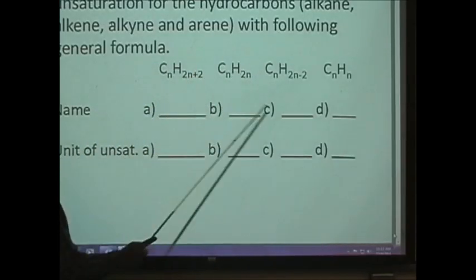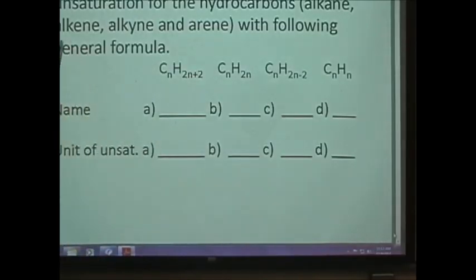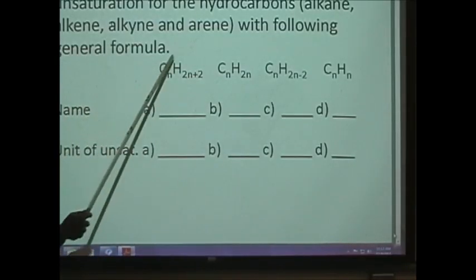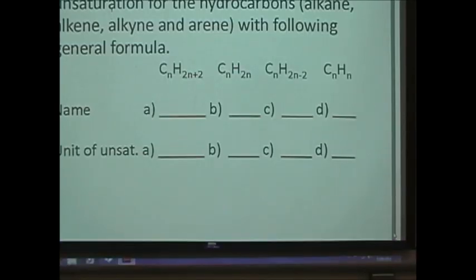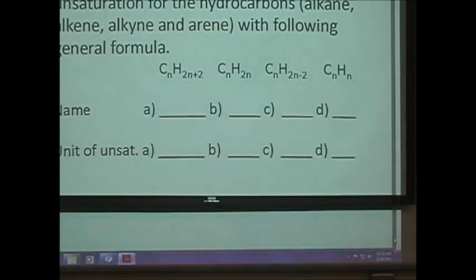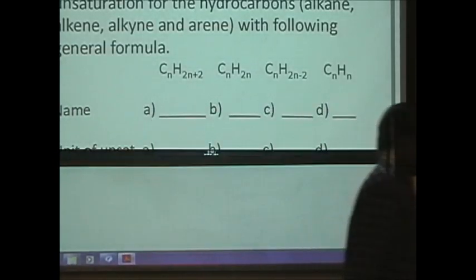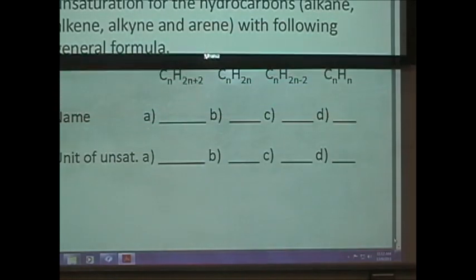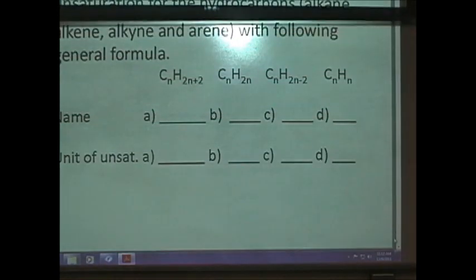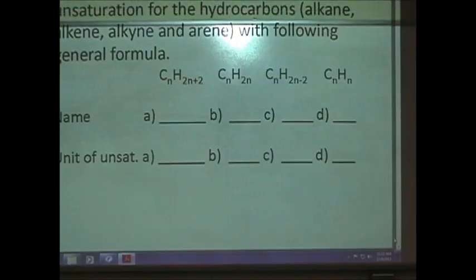You have to find out among these what are alkenes, alkynes, and arenes. Right? Now you have to understand what is arene. Arene is a general name for aromatic hydrocarbon. Remember we talked about three types of unsaturated hydrocarbons: alkene, alkyne, and aromatic hydrocarbon.